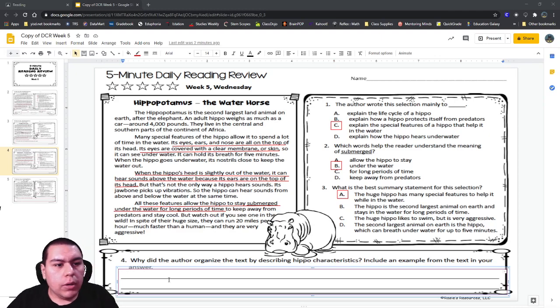So who can tell me why do you think the author talks about the hippo's features one by one? Why doesn't the author just talk about everything all together at the same time? Bella, what do you think?